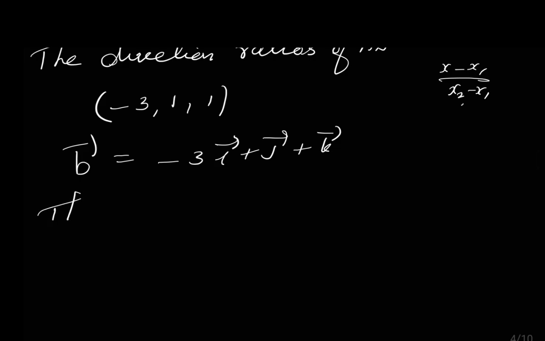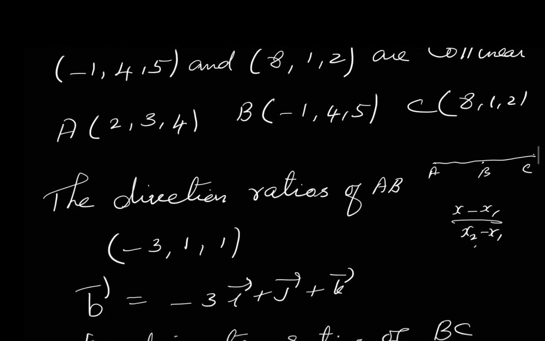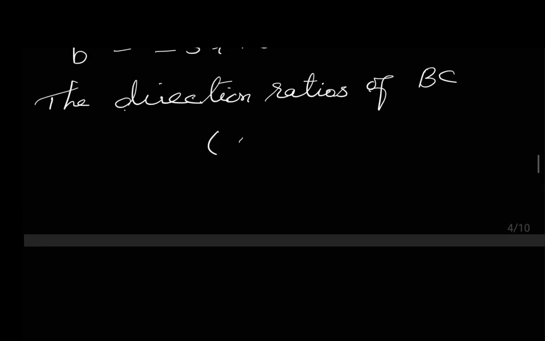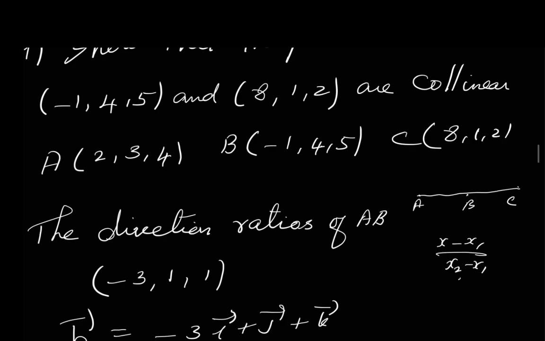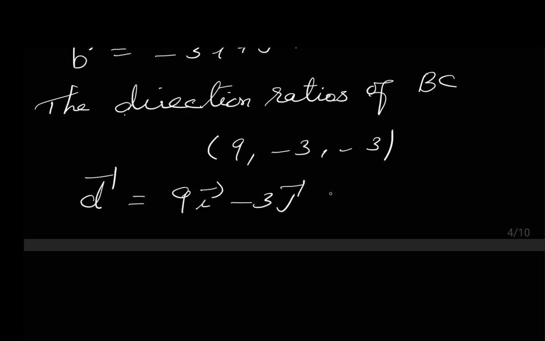Then next one, the direction ratios of the line BC. So 8 minus (minus 1), that is plus 9. You will get 9. Then next is 1 minus 4, that is minus 3. 2 minus 5 also minus 3. You take that vector as vector d: 9i minus 3j minus 3k.